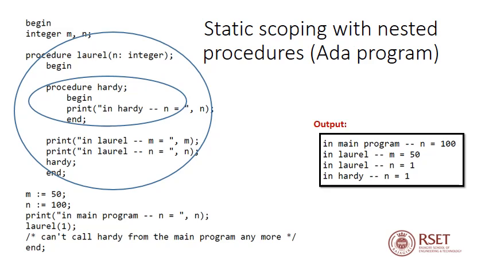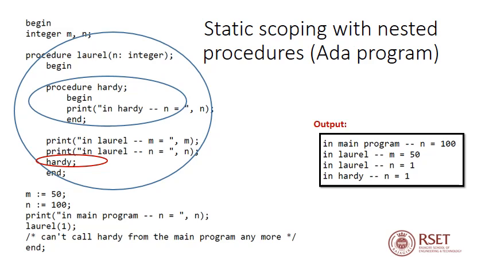The next print statement is in Laurel n is equal to. Now we know that the n value in Laurel is 1 because Laurel also has an argument named n. So that value will be taken up and it prints in Laurel n is equal to 1. The next line, Hardy, is actually a function call to the inner, nested function Hardy. The body of the subroutine Hardy will be executed, and that function has only one print statement, in Hardy n is equal to.